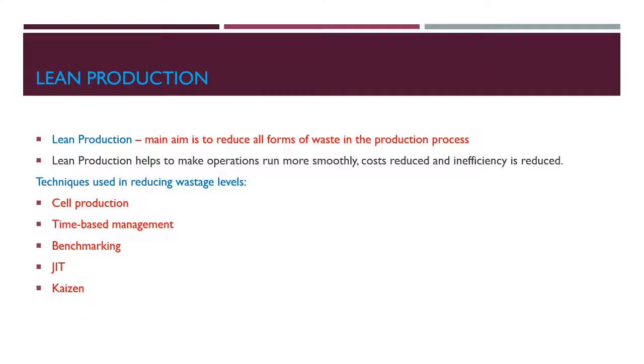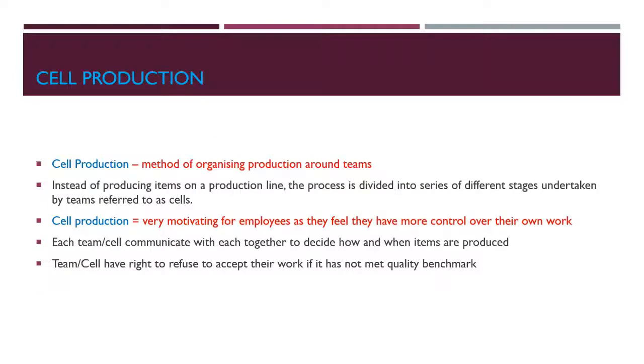So the next one, the new one you have to learn about, is lean production. Lean production has a main aim to reduce all forms of waste in the production process. Lean production helps to make operations run more smoothly, having the cost reduced and the inefficiency reduced also. The techniques used in lean production and reducing wastage levels include cell production, time-based management, benchmarking, just-in-time, and Kaizen. We're only talking about a couple of those. We're going to talk about cell production. This is what we have used in our young enterprise business.